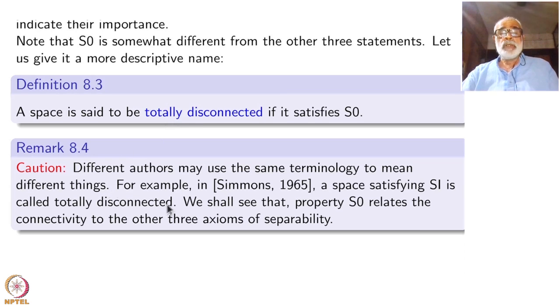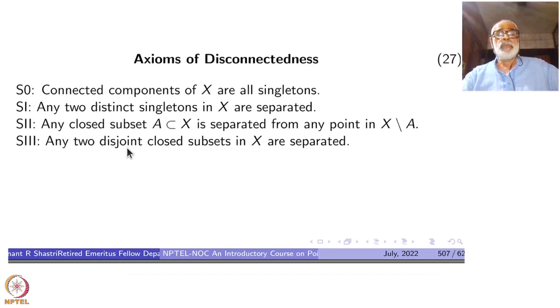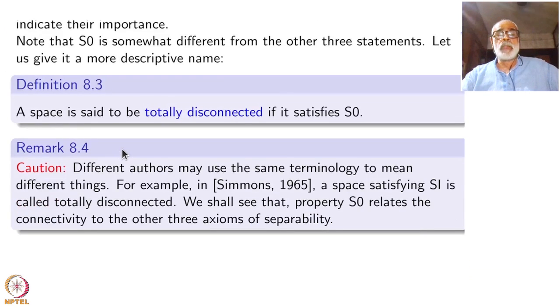For example, one of the books which I am very much using and have a lot of respect for is Simmons' book on modern analysis and topology. In this book, a space satisfying our condition S1 is called totally disconnected, not S0. We shall see that property S naught relates the connectivity to the other three axioms of separability here. All right. So let's go ahead.